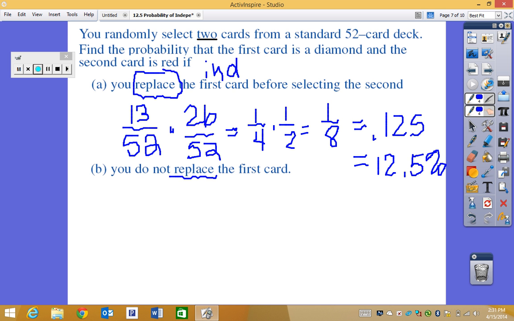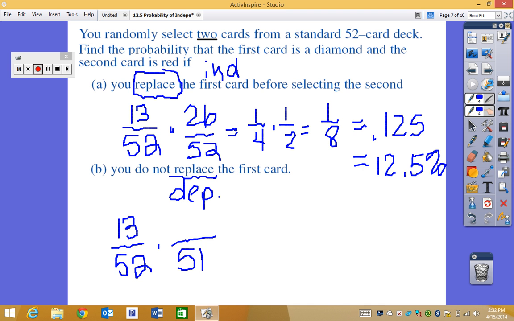Now this time we're not going to replace the card. So now we're going to be dealing with a dependent event. So we still multiply together. The first card is a diamond, 13 out of 52. But I'm not going to put that diamond back in the deck, so I'm only going to have 51 cards.